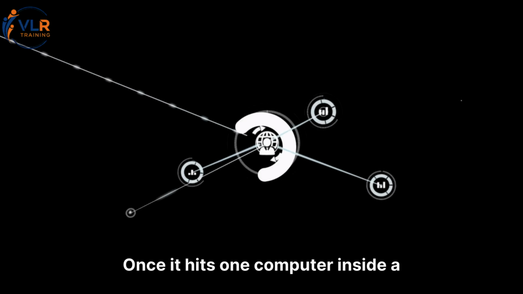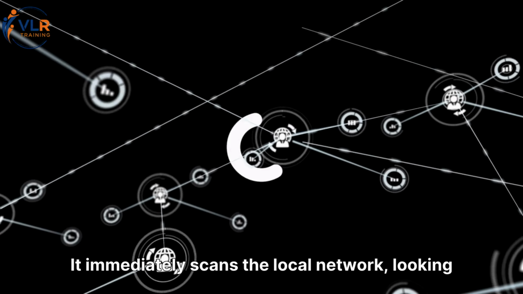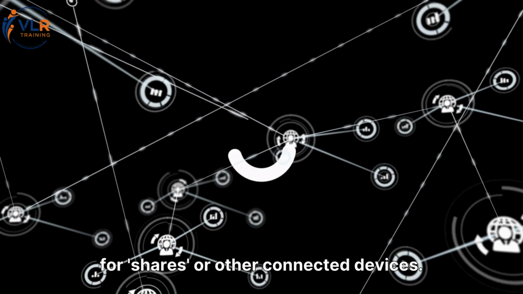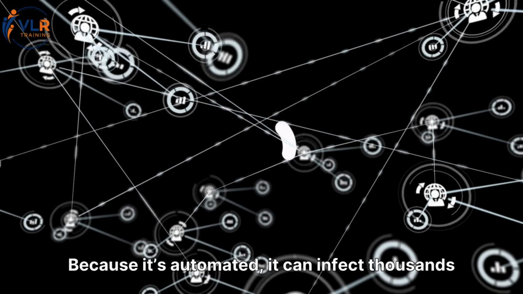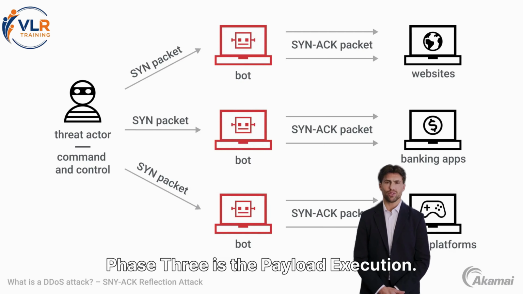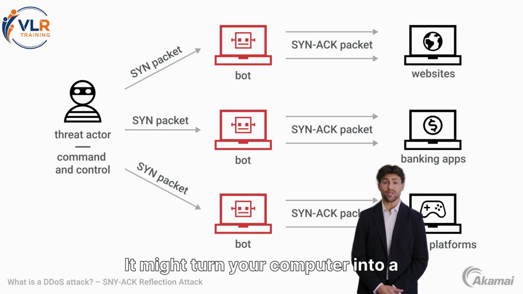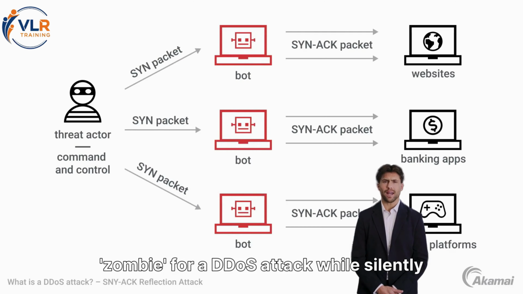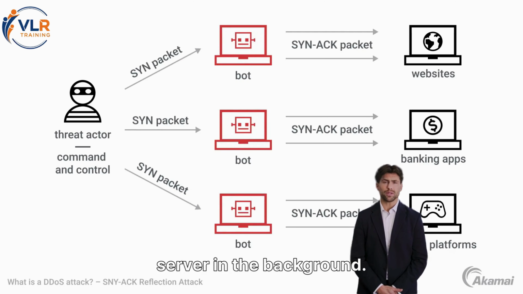Phase 2 is rapid propagation. Once it hits one computer inside a company, it doesn't stop. It immediately scans the local network, looking for shares or other connected devices. Because it's automated, it can infect thousands of computers in minutes. Phase 3 is the payload execution. This is where the blend gets nasty. It might turn your computer into a zombie for a DDoS attack while silently uploading your private documents to a hacker's server in the background.